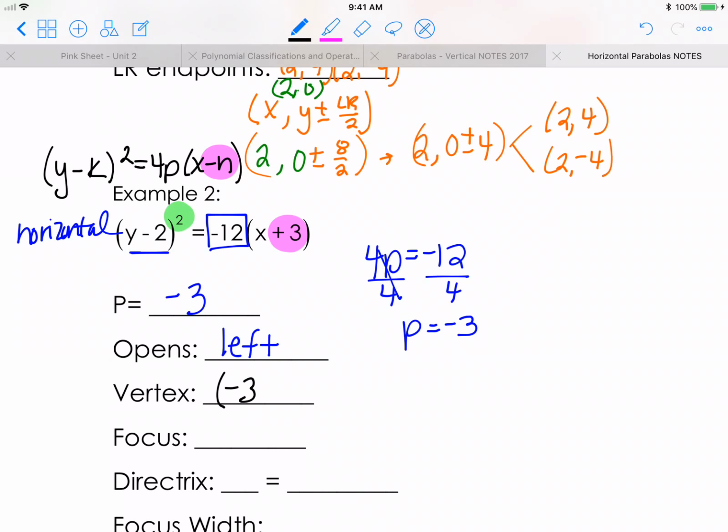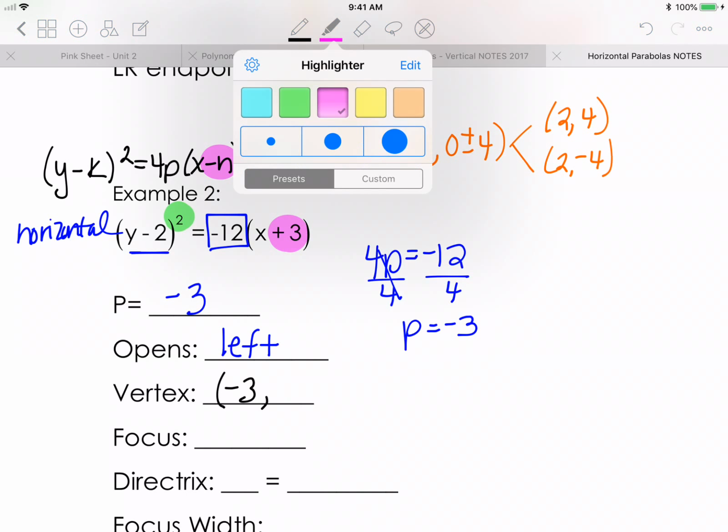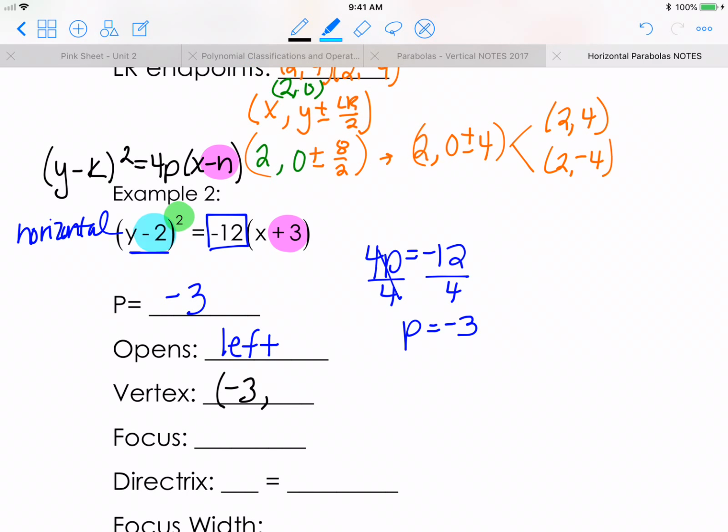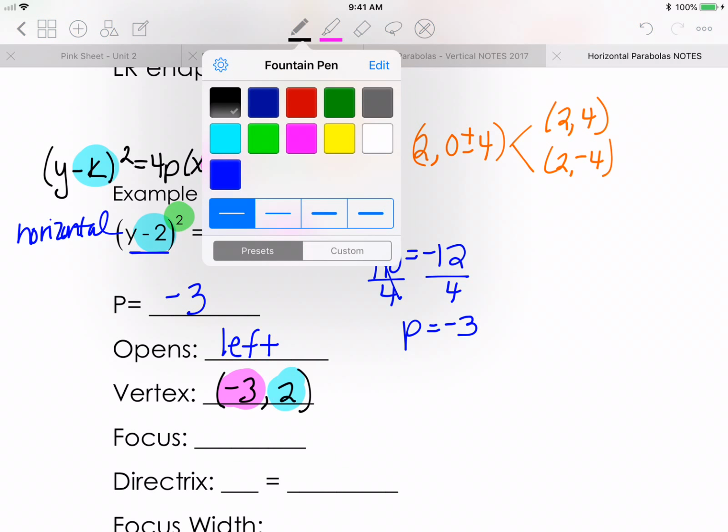So it's going to be negative 3 comma, and your y is here. Does that make sense? Your k is there. So then it would be 2. So don't say 2 comma negative 3 just because you're reading left to right. You have to look to see where your y is and where your x is, and then that's where your h and then your k is. So don't forget that. I'll color coordinate here just so you can see it a little bit better. But remember, it's opposite.